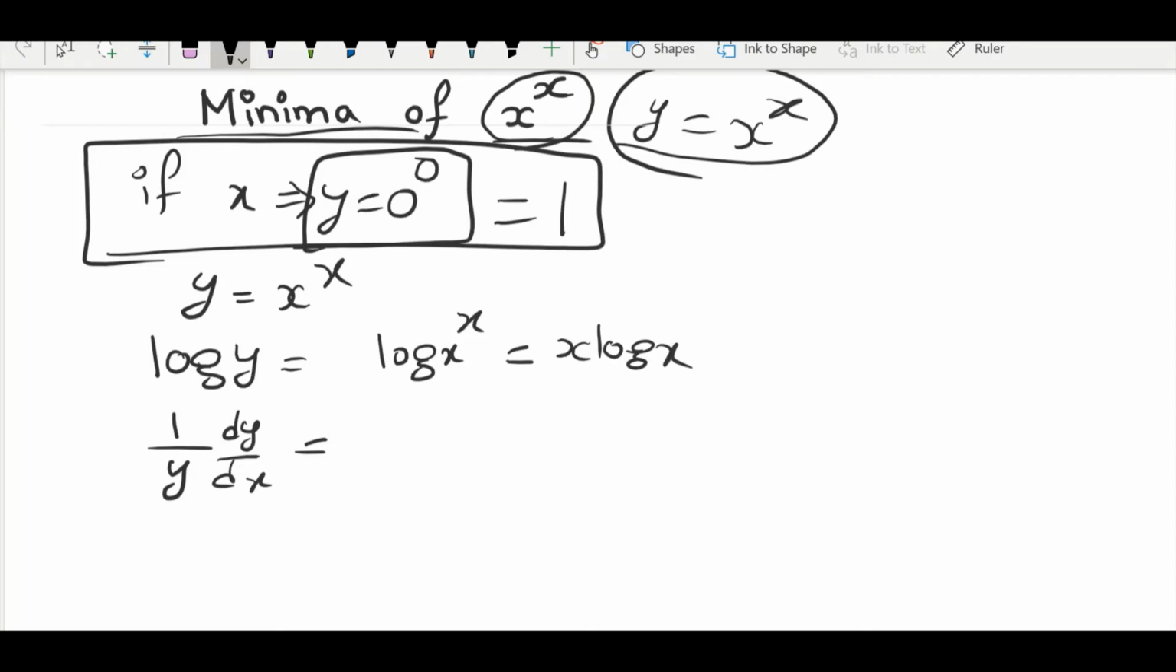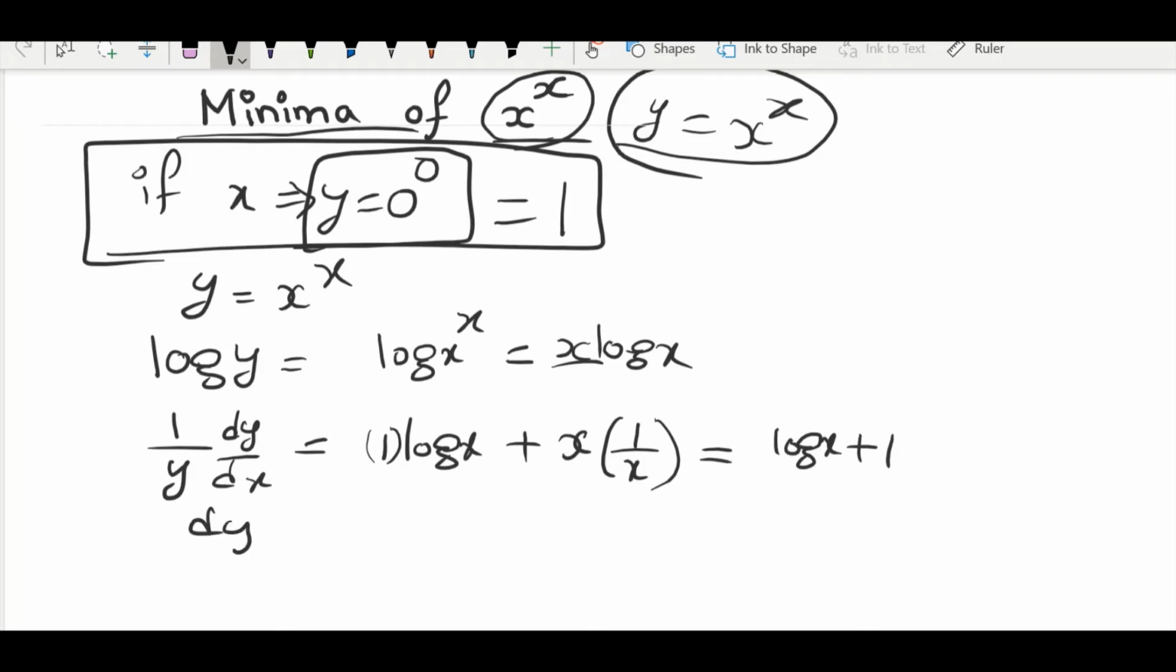It is a product of two functions x and log x. We need to apply the UV rule here. Differentiation of x is 1, and we need to differentiate x first, into log x, plus x into differentiation of log x, which is 1 by x, which equals log x plus 1. Dy by dx here becomes y into 1 plus log x, or log x plus 1.